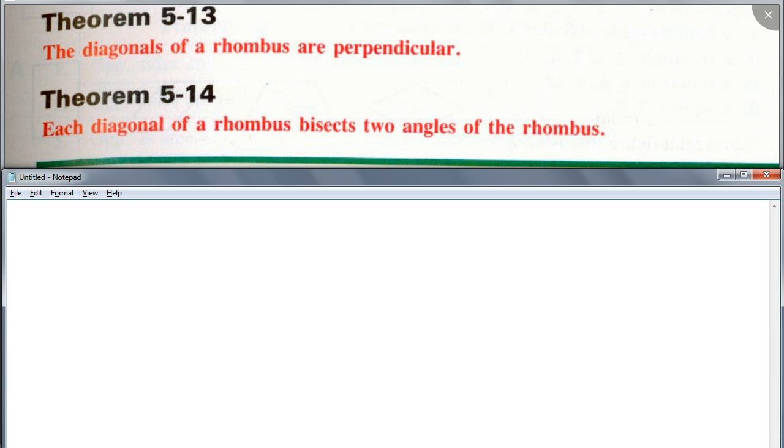Okay, so please understand what this theorem is saying is what we just showed you in that picture. Does that make sense? It's because all those small triangles, right, four of those right triangles are congruent. Okay. Each diagonal of a rhombus bisects two angles of the rhombus.